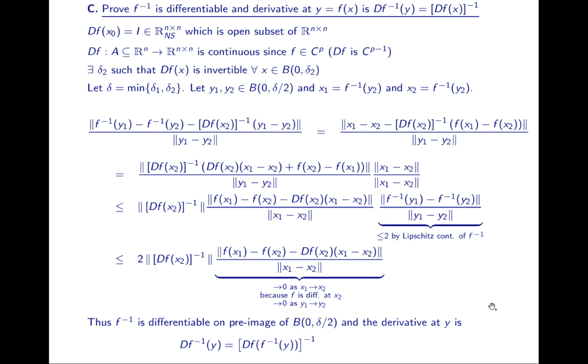Therefore, the inverse function is differentiable on a preimage of b of delta over 2. And the derivative at y is given by the inverse of the derivative of f at x, where x is f inverse of y. So we've proven our objective for step C.